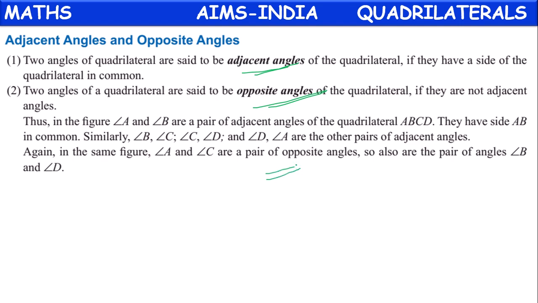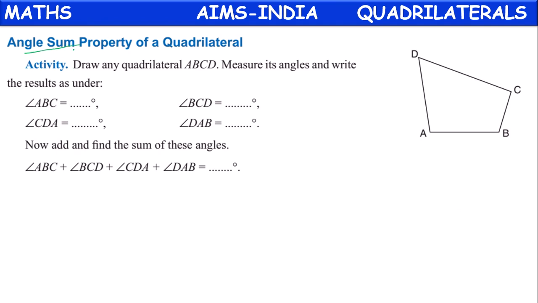Okay, children. Next, angle sum property of a quadrilateral. Let's draw any quadrilateral ABCD. You can also try this, children. Draw any quadrilateral ABCD on a paper with the help of 4 points and a scale, and try to measure its angles with the help of a protractor or any geometrical instrument.